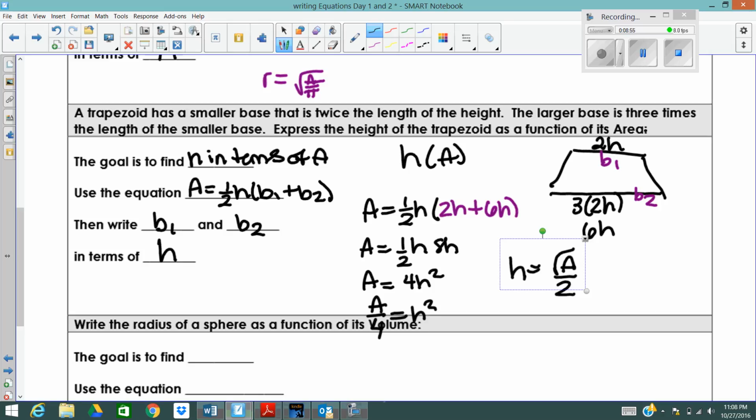Because when you square root both sides, square root of h squared is just h. Square root of a over 4 is square root of a over 2, because square root of 4 is 2. So to write our answer formally, we have h of a, so our height as a function of the area is equal to the square root of a over 2.